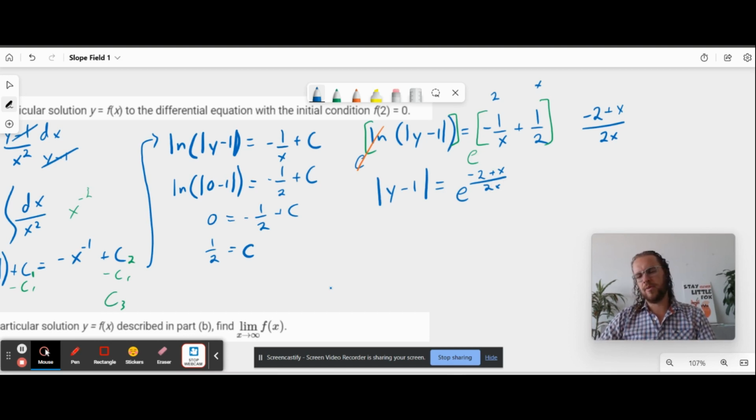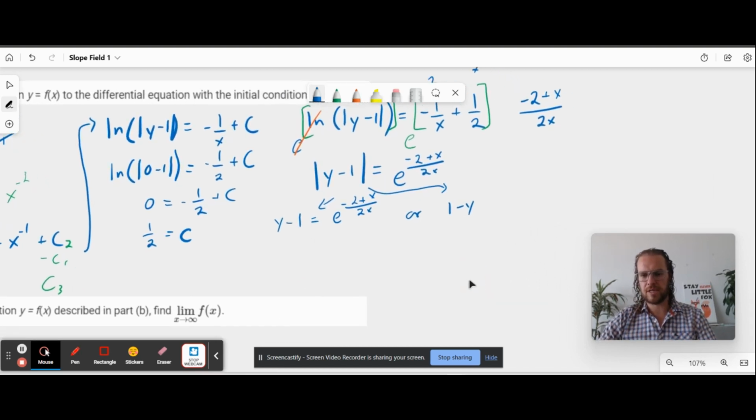Now, once we get it to this point, what we need to realize is that this absolute value could go one of two ways. It could be positive, it could be negative. So the first example is that everything in there just stays exactly like it is. So we get y minus 1 equals e to the negative 2 plus x all over 2x, okay? Or the other option is that this whole thing could be negative, meaning basically we flip the sign. So the y becomes negative, the 1 becomes positive. I like to write the positive term first. I just find it a little bit easier. And then it's going to be equal to the exact same thing. So e to the power of negative 2 plus x over 2x.